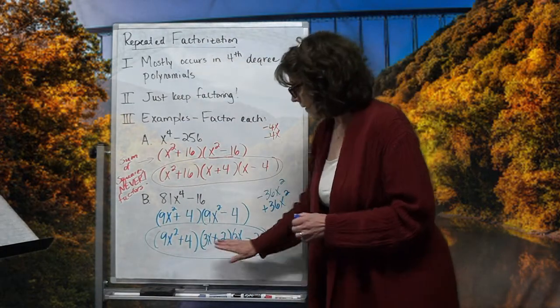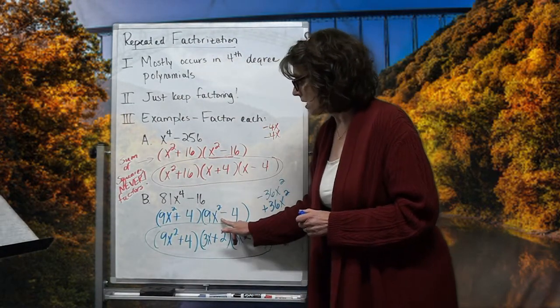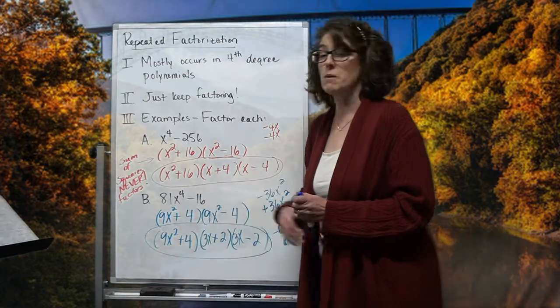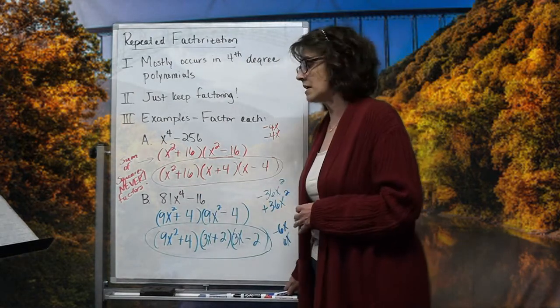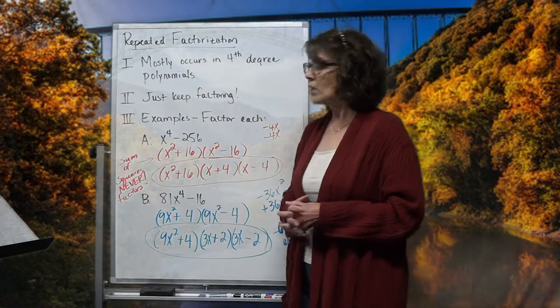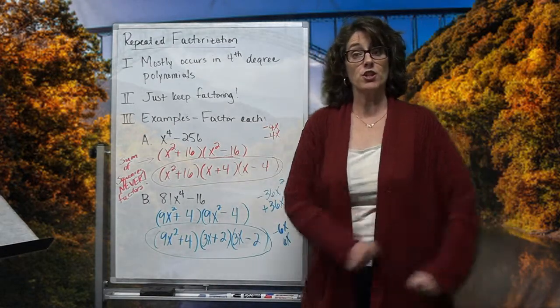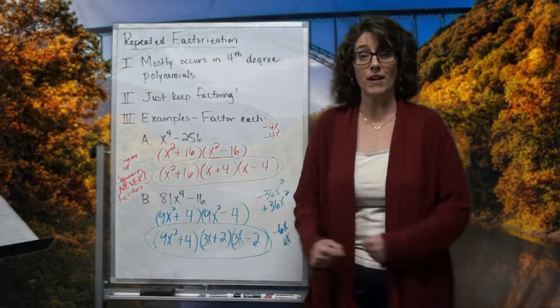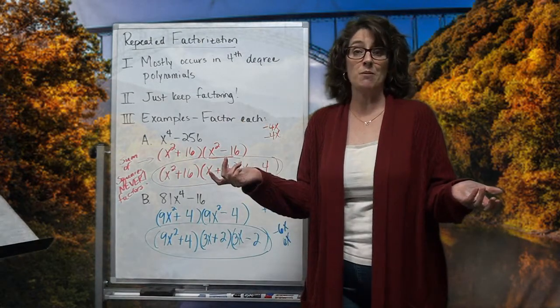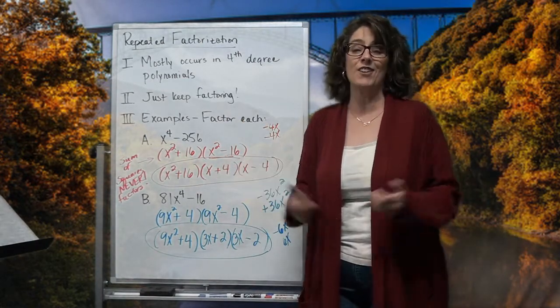Again, remembering, when I FOIL this, it gets me to here. When I FOIL this, it gets me back to the beginning. And I always need to get back to the beginning. So, hopefully you're seeing that in repeated factorization, you just keep factoring, factoring, until you can't factor anymore. And then you're stuck, and you're done.